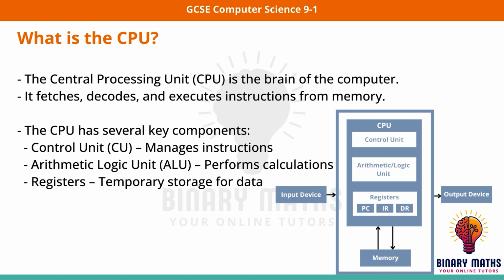The control unit, which is like the manager of the CPU. It controls the flow of data and instructions, making sure everything happens in the right order. The arithmetic logic unit, or the ALU. This is the part that does all the math and logical operations, like adding numbers or comparing values. Registers. These are tiny, super fast memory locations inside the CPU that temporarily hold data while it's being processed.